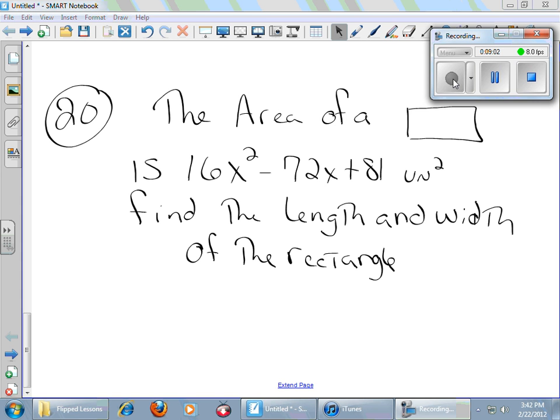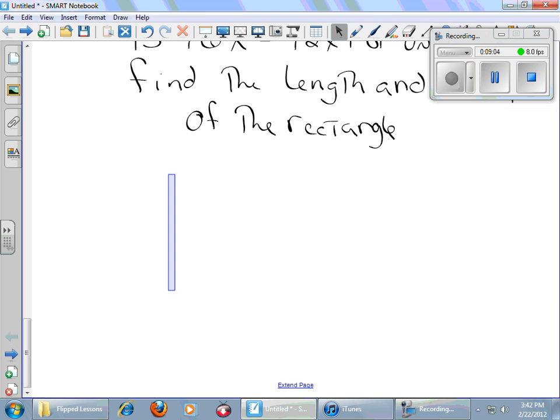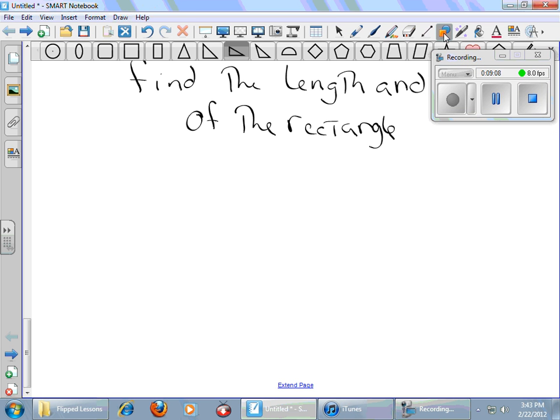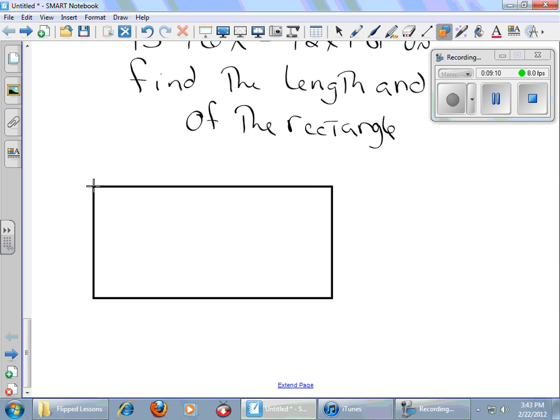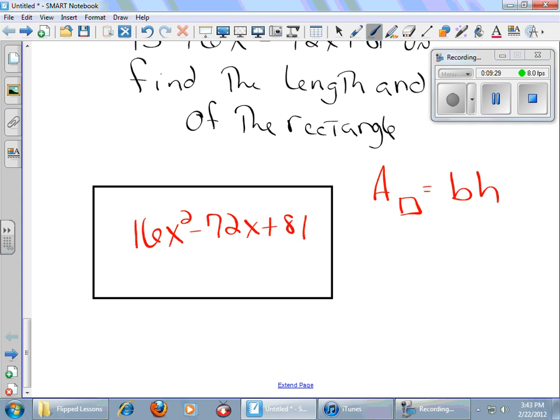Okay, well, the first thing I'm going to do is draw my rectangle. Oh, wait a second. Where are my rectangles? There they are. Oh, what a perfect rectangle. All right, and I know the area is 16x squared minus 72x plus 81. And I know that to find the area of a rectangle, I have to multiply the base times the height. Now, I know the area, so I have to work backwards.